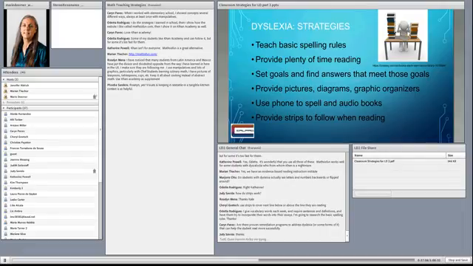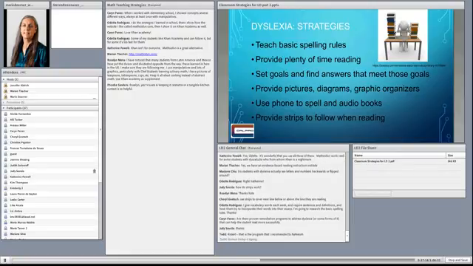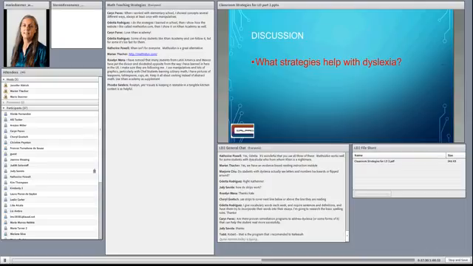Provide strips to follow when reading. One of the problems for people with reading is if their eyes are not tracking correctly, and it's the old way that we used to put our finger across and use our finger to follow the words. You could just put a whole piece of paper over the line you're reading, and that will help as well.